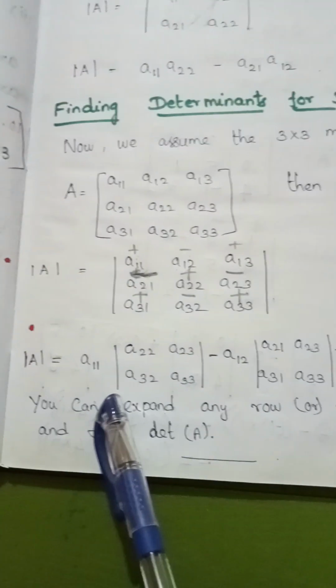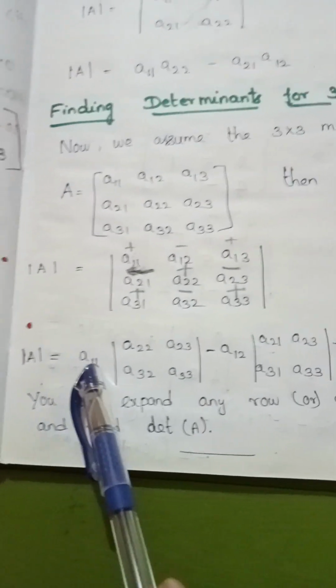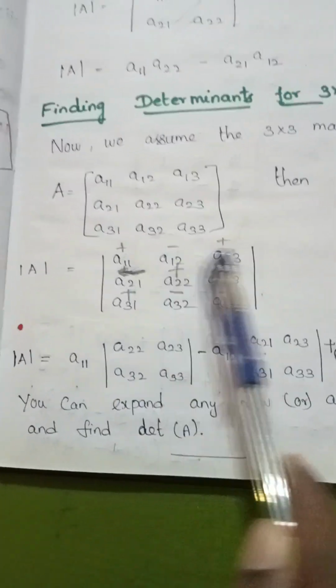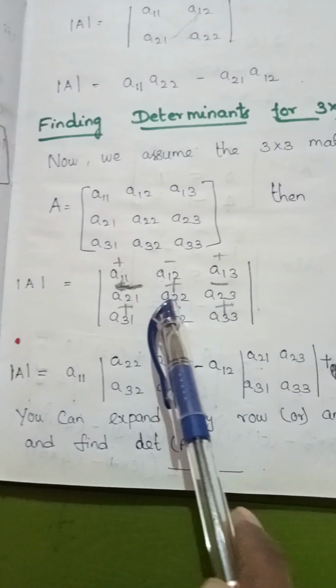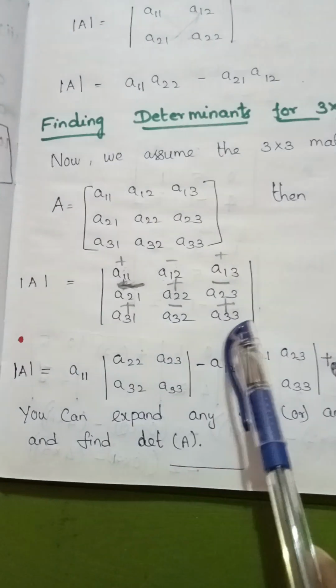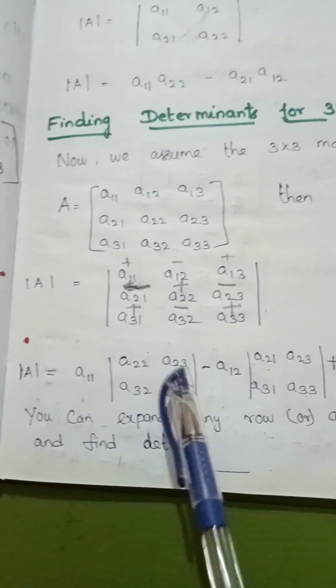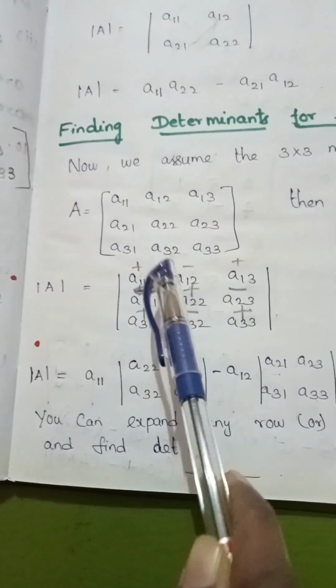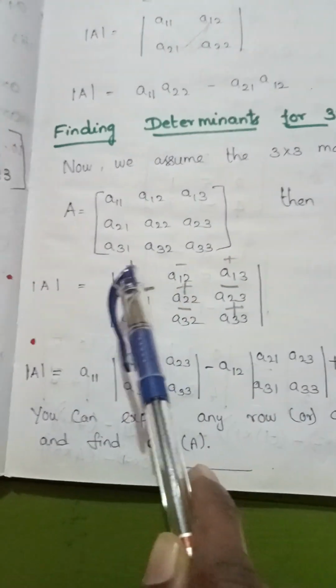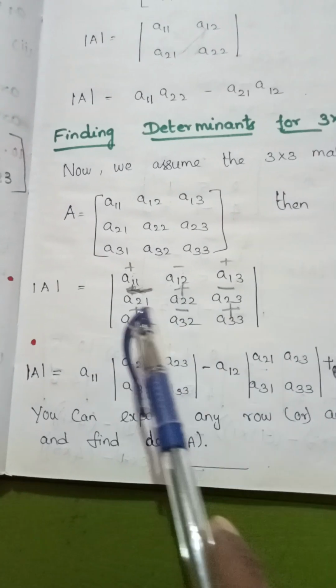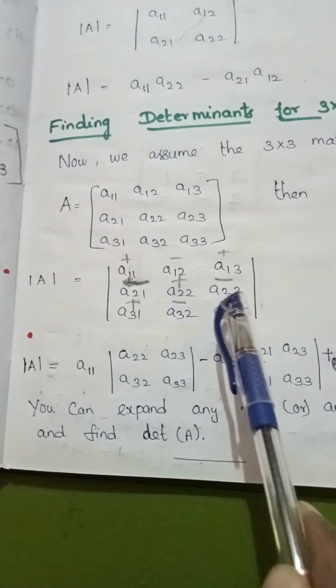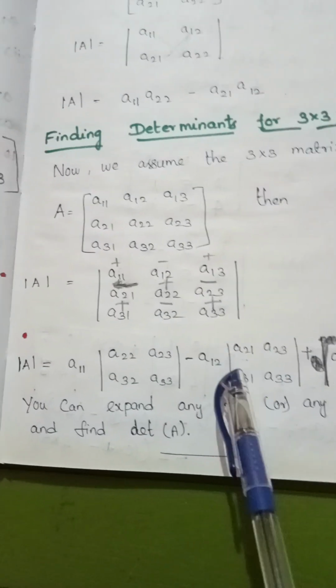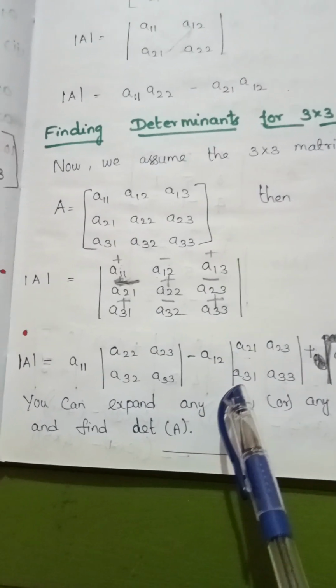So A11 value, what is the sign? Plus A11, you skip first row and first column. So what is the remainder? A22, A23, A32, A33. So substitute determinant of A22, A23, A32, A33. Next, put the sign minus, this is formula minus, what is the value of A12? You skip first row and second column. What is the remaining? A21, A23, A31, A33. You substitute determinant of A21, A23, A31, A33.